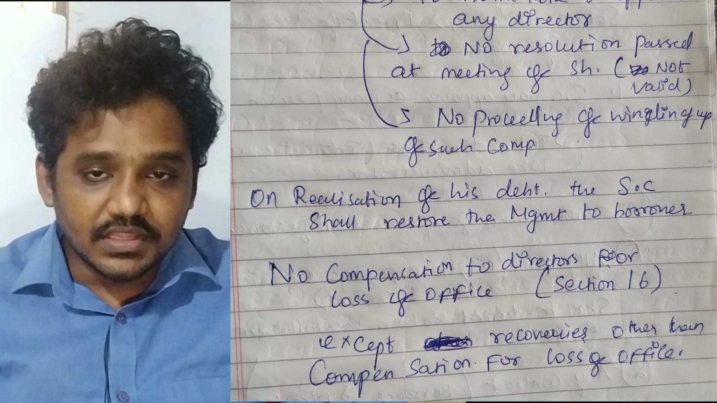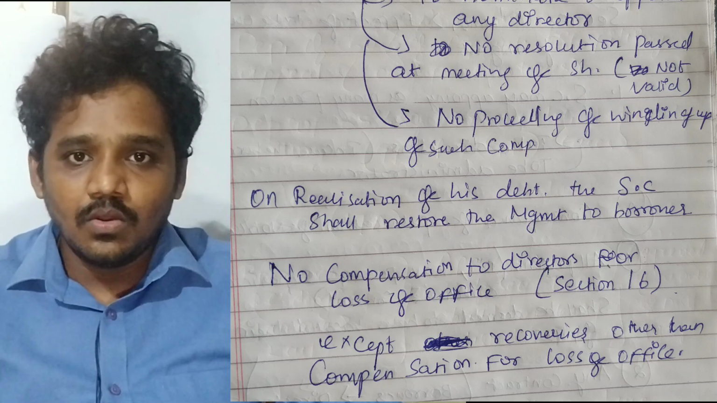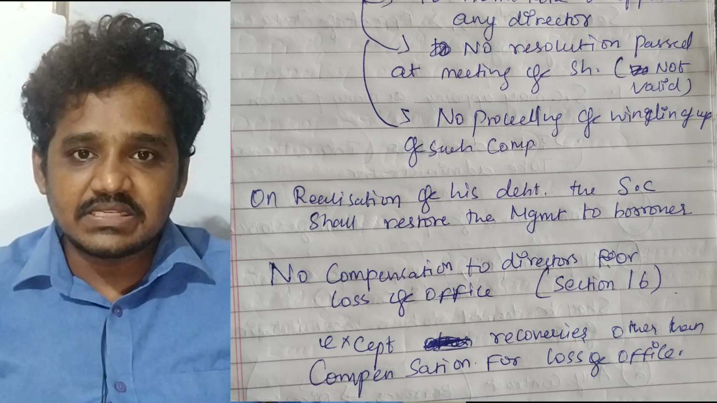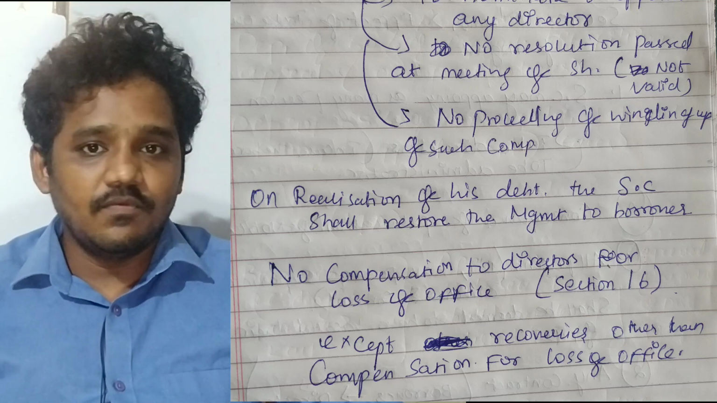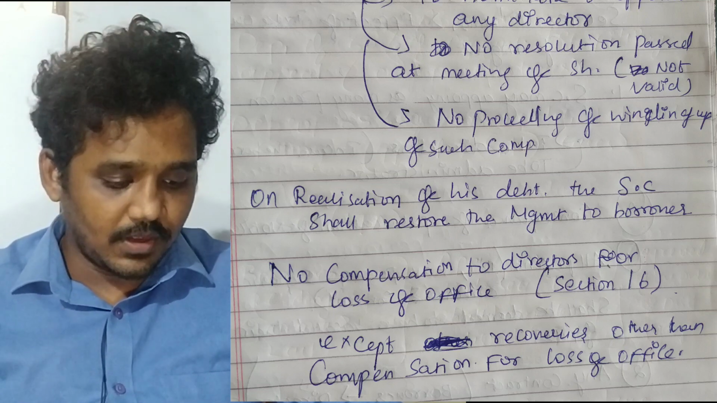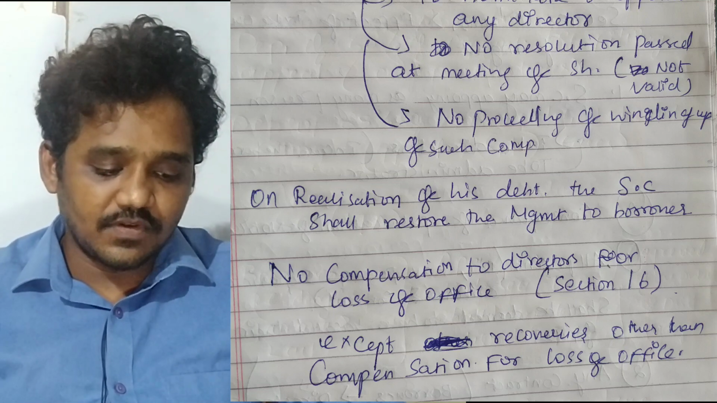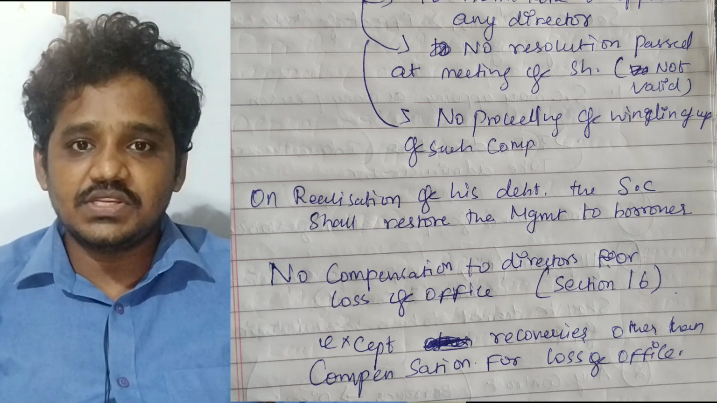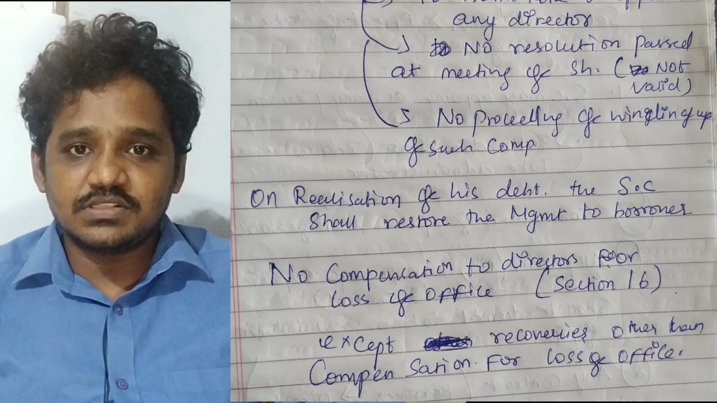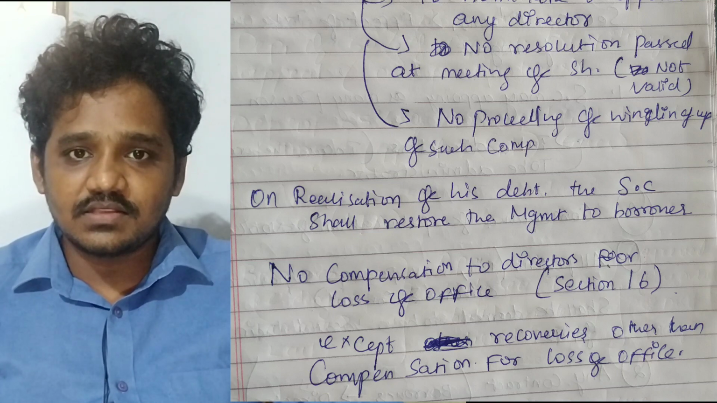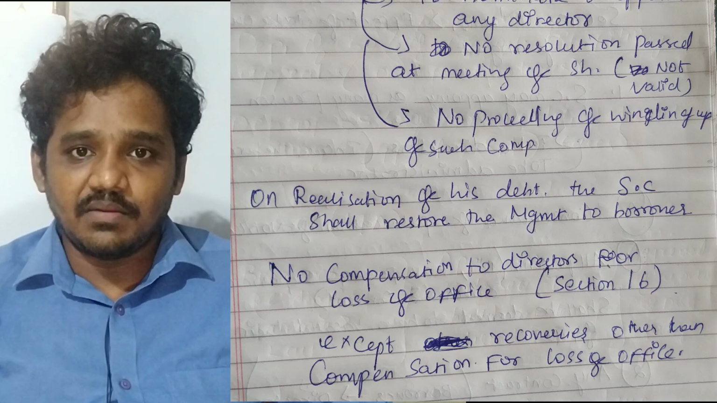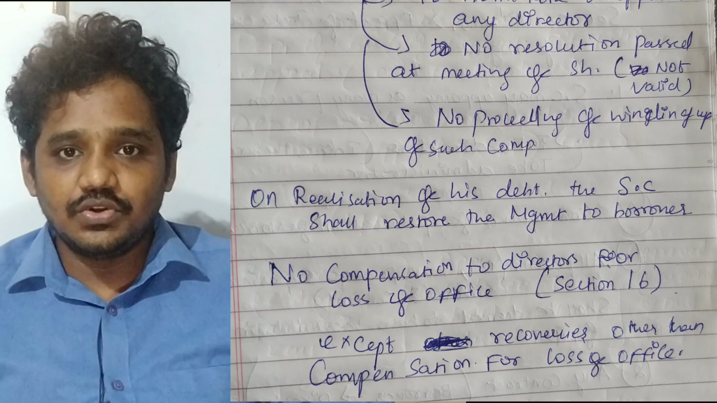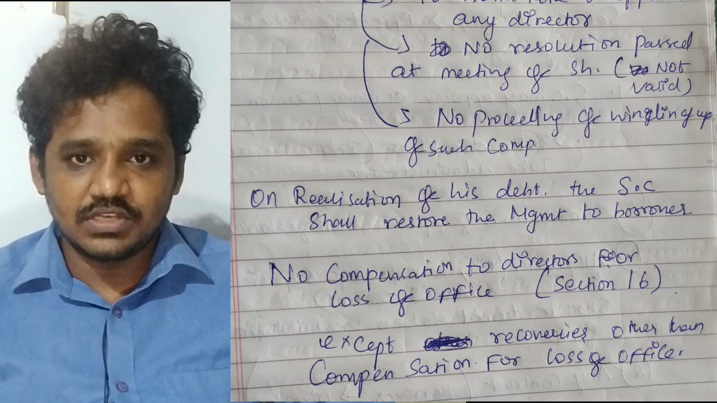The secured creditor will give the business to the borrower once they get the full money. They don't take any action, and all actions taken afterwards will not have any effect. Okay. No compensation to directors for loss of office. In a situation like this, where the management of the business has been taken over by secured creditors, there will be existing directors in the company. They are forced to move out of the company. In that case, there shouldn't be any compensation to those directors.